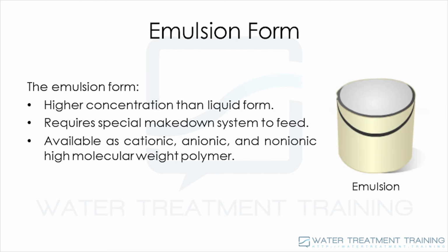Emulsion is another type of flocculant that has a higher concentration than the liquid form. The polymeric molecules are encased in fine water droplets, that are in turn emulsified in a continuous oil phase. Before a molecule can serve its purpose, it needs to be activated from the water droplets to open up the molecular structure. To activate a molecule, it requires an inversion process and needs a special makedown or chemical mixing system. It is available as a cationic, anionic, and non-ionic high molecular weight polymer.